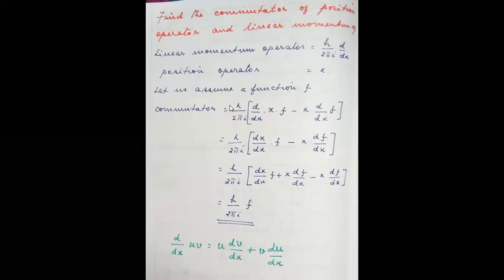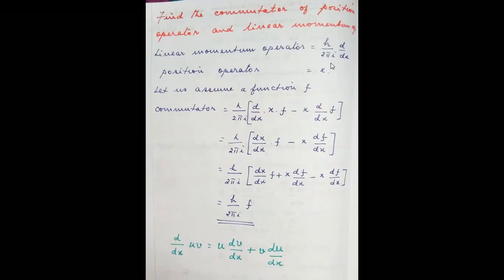Now, find the commutator of a position operator and a linear momentum operator. I've already told you what is a commutator. Commutator means if you change the sequence of operations, if you are getting the same value, that is A operator, B operator, f of x minus B operator, A operator, f of x, if it is equal to 0, then the operators A and B commute. Now we are going to find out the commutator of position operator and linear momentum operator.